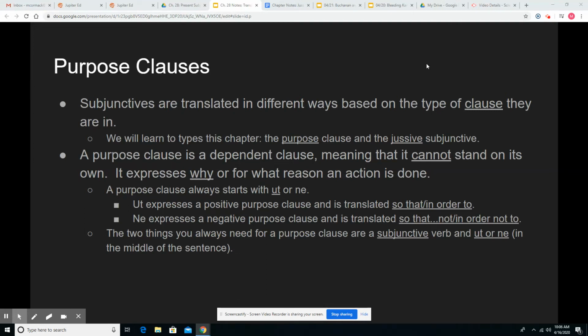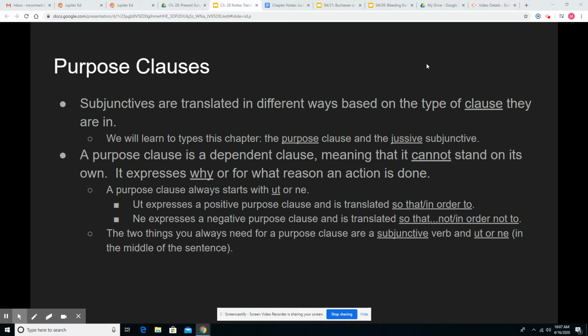First, we're going to deal with translating subjunctives in general, and then purpose clauses in particular. So subjunctives, as we said, are translated in many different ways. They're translated in different ways based on the type of clause that they are in. So we're going to look for certain signals to tell us which type of clause this subjunctive is, and then we can go to our translation from there.